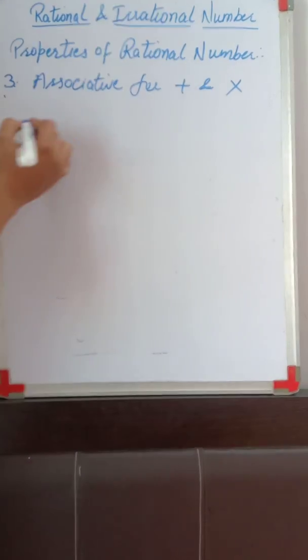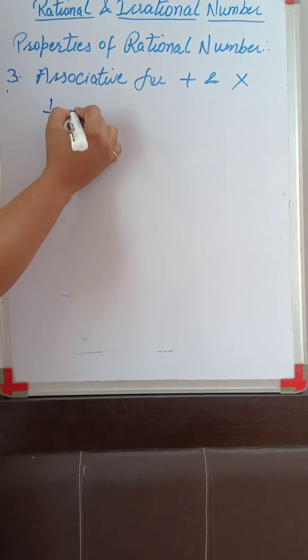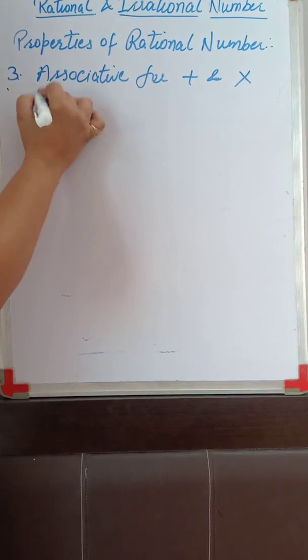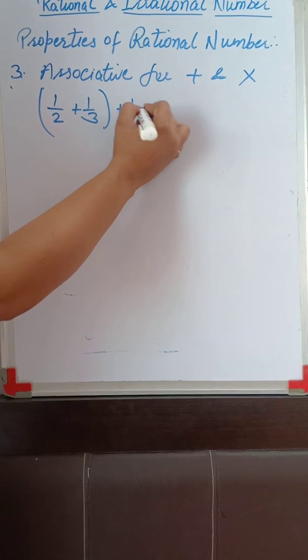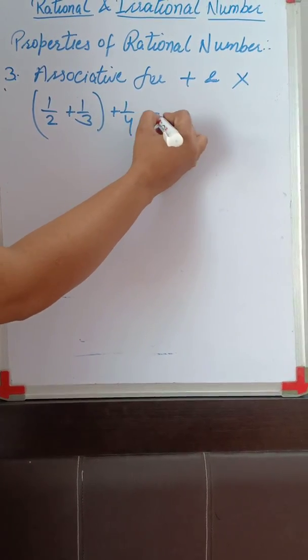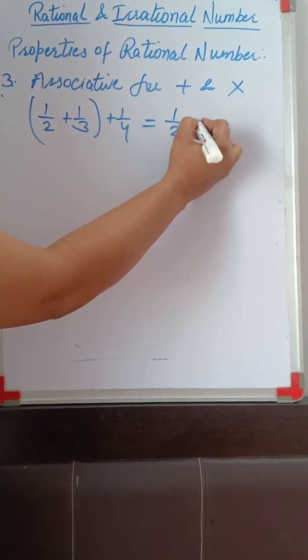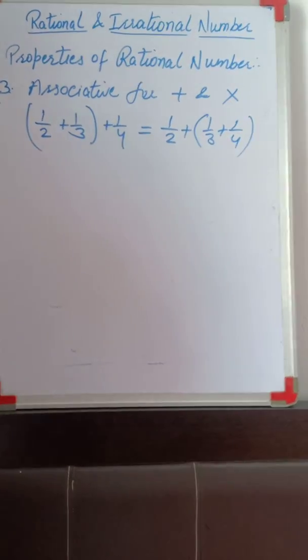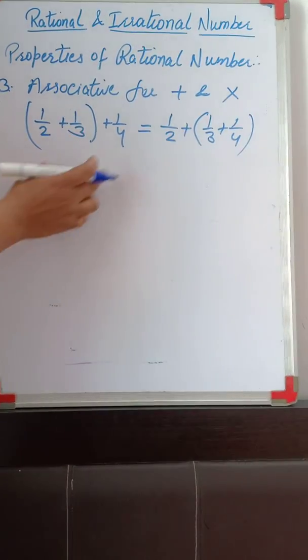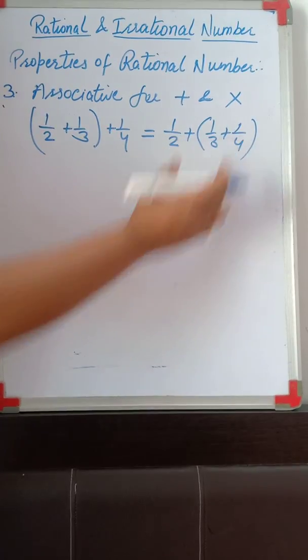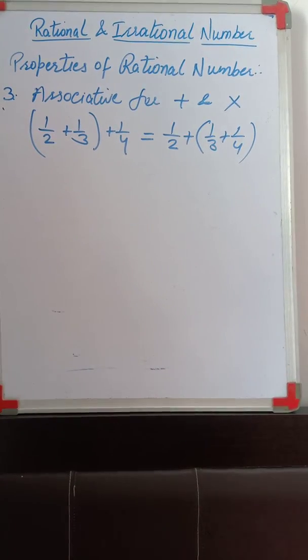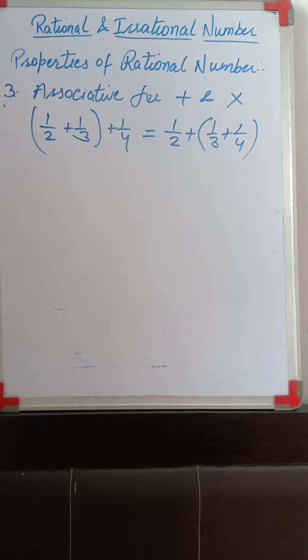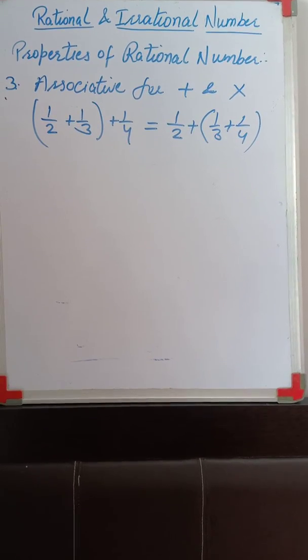What does it mean? If I have a number like 1 upon 2 plus 1 upon 3 and then plus 1 upon 4, it will be the same as 1 upon 2 plus 1 upon 3 plus 1 upon 4, right? So if you calculate this one and if you calculate this one, you will get the same answer, right? That means the rational number is associative in addition.